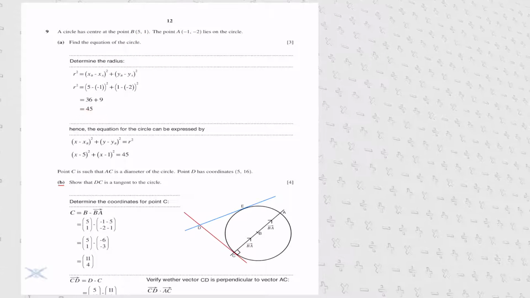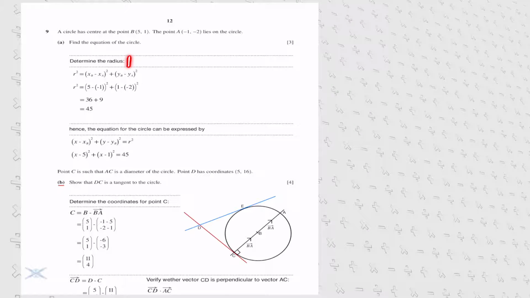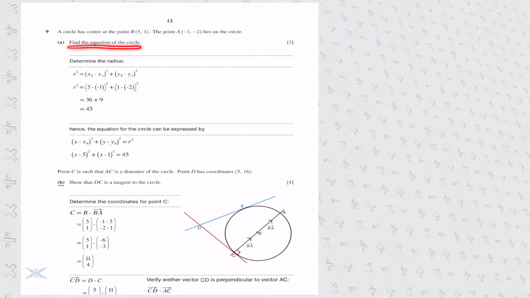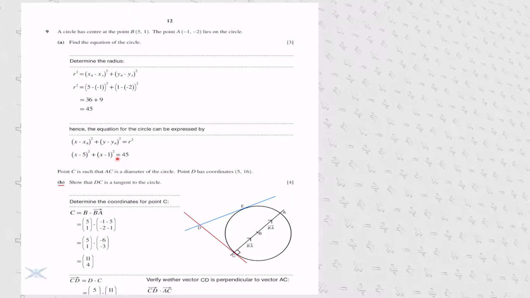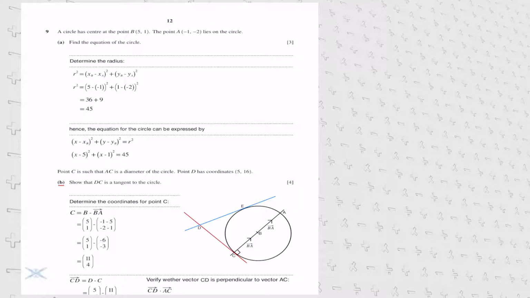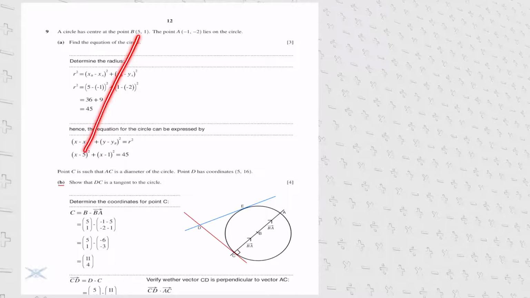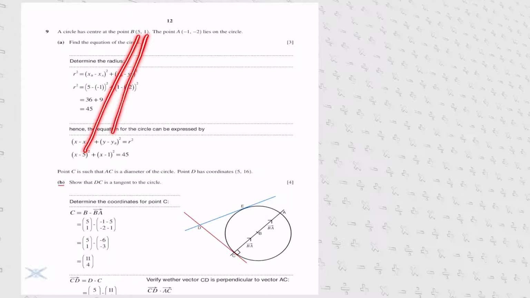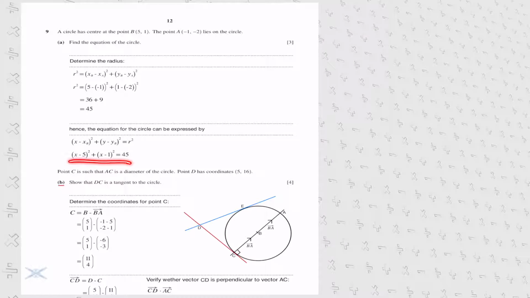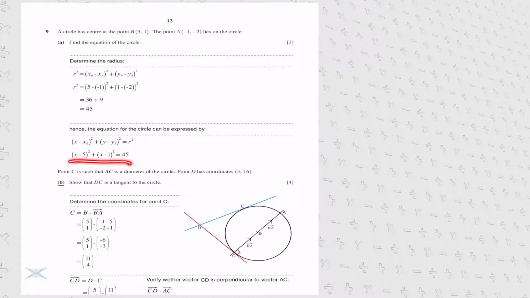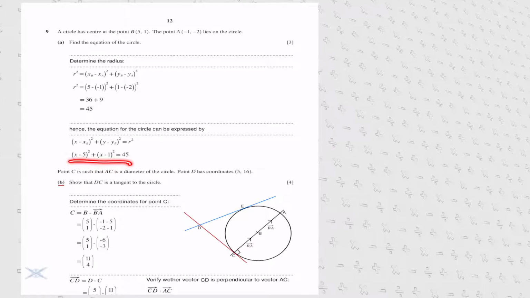It is not really necessary to determine the radius, since we are looking for the equation of the circle, which is arranged for r squared. So now that we know the value for r squared, we just enter the coordinates of the center of the circle into this formula and can conclude that the equation of the circle can be represented by the expression (x minus 5) squared plus (y minus 1) squared equals 45.